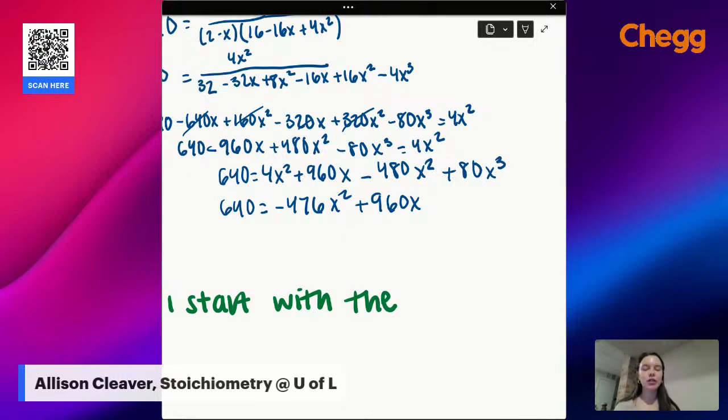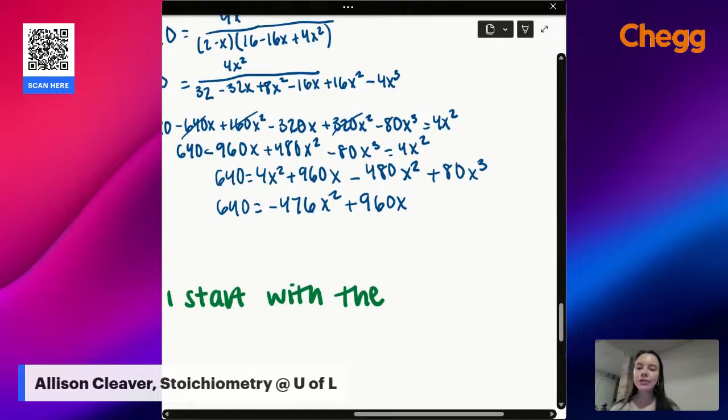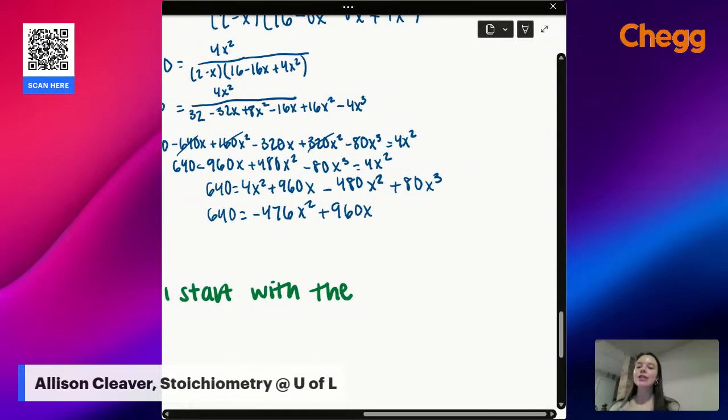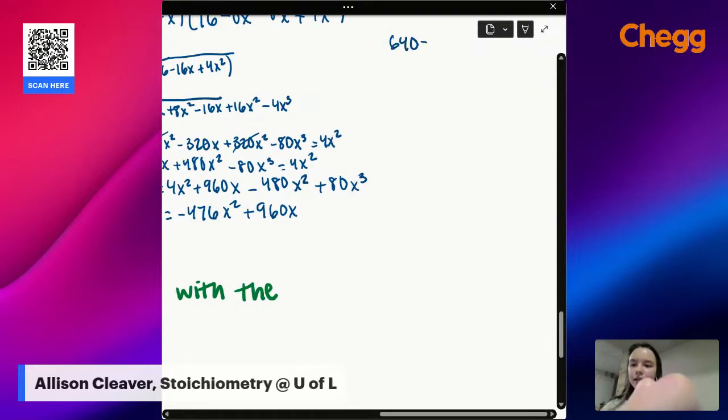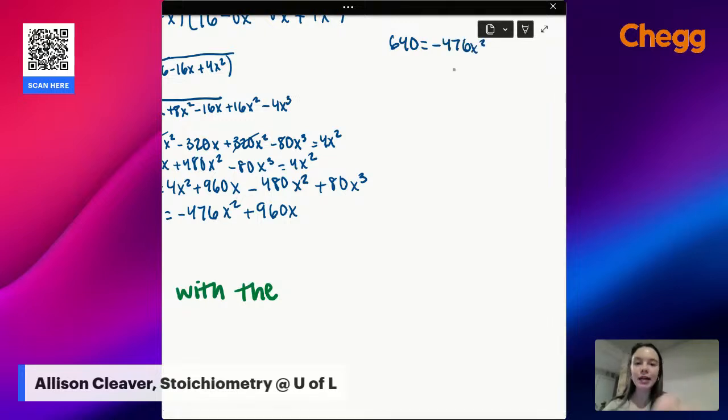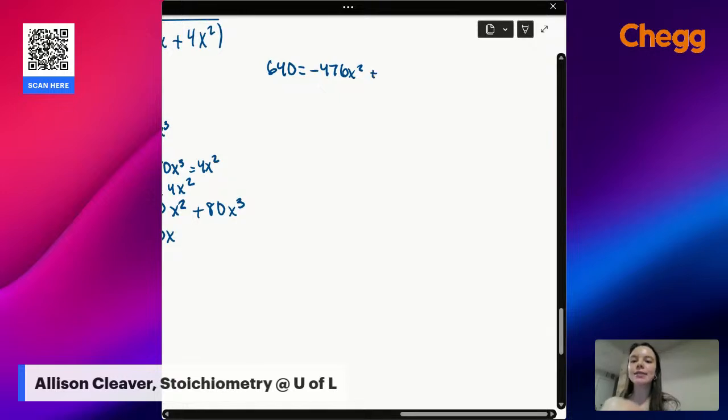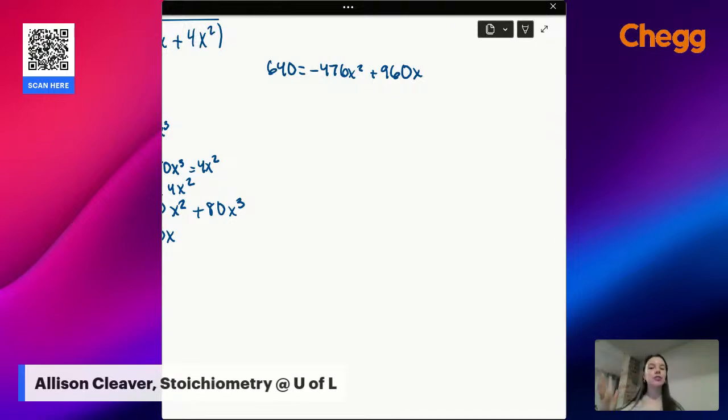I just know my teacher was more concerned with me knowing the process of how to do it rather than plugging it into a math solver. So now we are going to use the quadratic formula. So we have 640, just writing it so we have enough space, equals negative 476x squared plus 960x. For the quadratic formula, we have to get 0 equals something. It has to be 0 on one side for the quadratic formula to work. So we would get 476x squared minus 960x plus 640 equals 0. And then we're ready to put that into the quadratic formula.